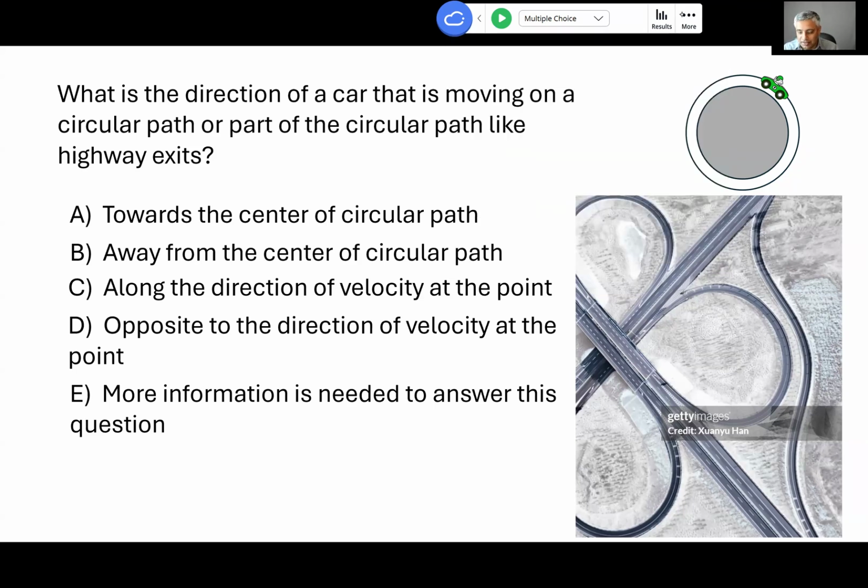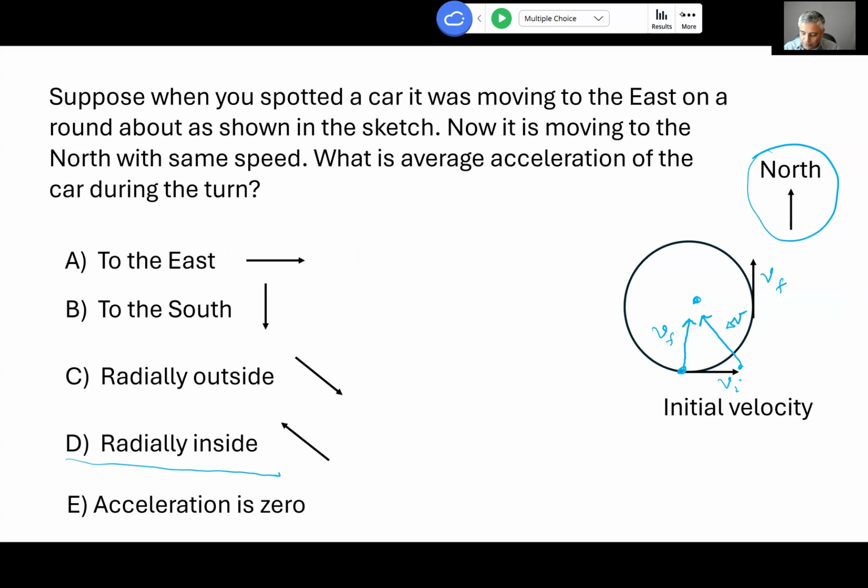Towards the center. Just like this one was pointing towards the center, right? So if the object is here, what's the direction of acceleration? This. What's the direction of acceleration? There, and so on. So that's how it works. See, interesting here. Acceleration is a very different beast.